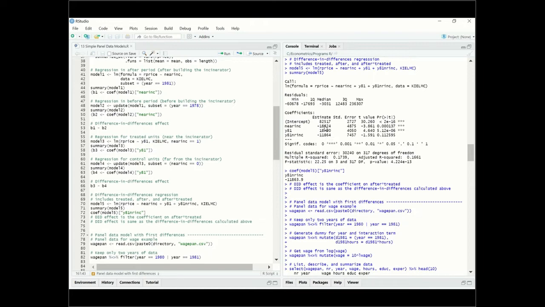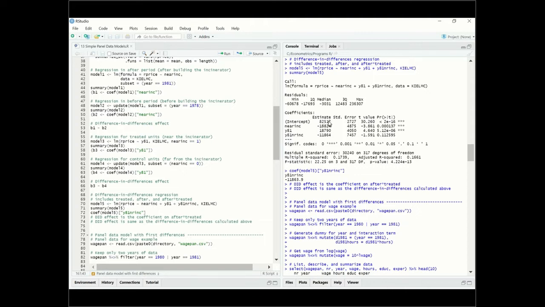Now, if we look at these other coefficients, we could actually come up with the original summary statistics that we had for the data. So, for example, if we're looking at the average house prices in the year before, so this dummy variable is equal to 0, and for the control unit, so this dummy variable is equal to 0, and the interaction term is equal to 0, this is the house price for them.